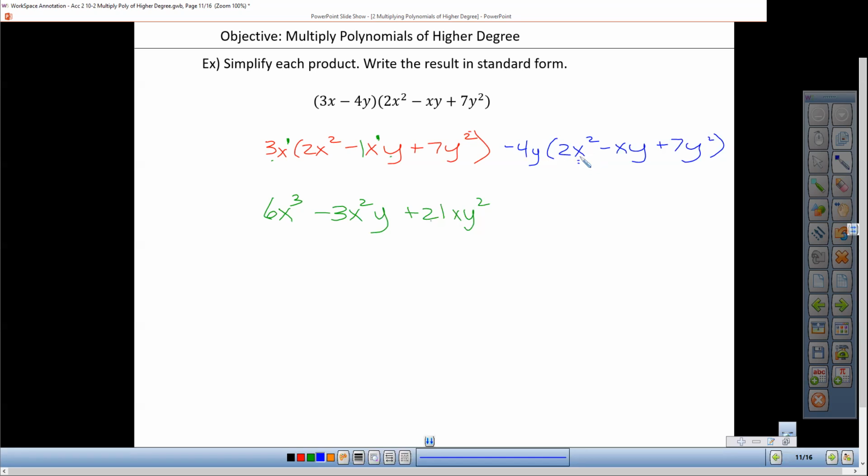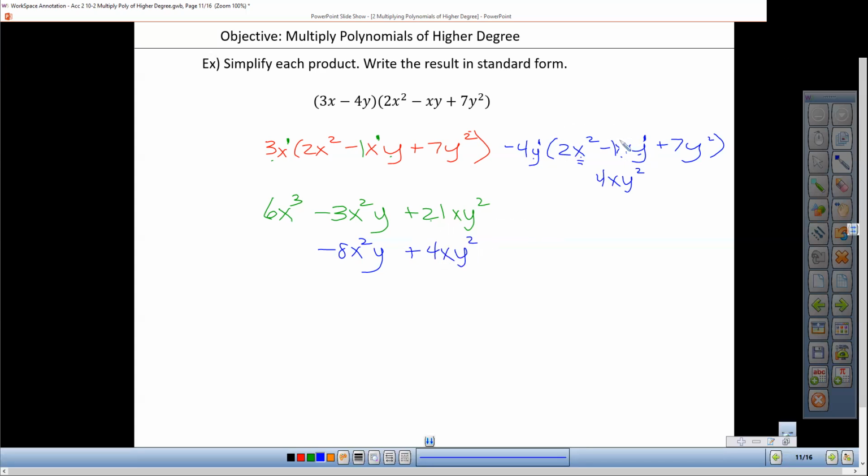So I get negative 8x squared y, which matches this one right here. So I'm going to line them up. Then I take my negative 4y times this negative 1xy. So I have a negative 4 times negative 1, which is 4. Here I have a y times a y, so I can add those exponents on those y's to combine them. And I should have the x first still because it's first alphabetically. So that's going to give me 4x and y squared for the 1 plus 1. So that matches this one. So I have plus 4xy squared.